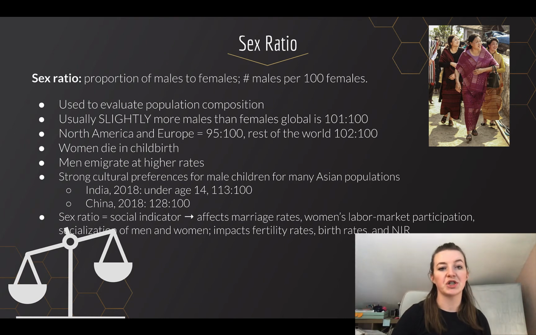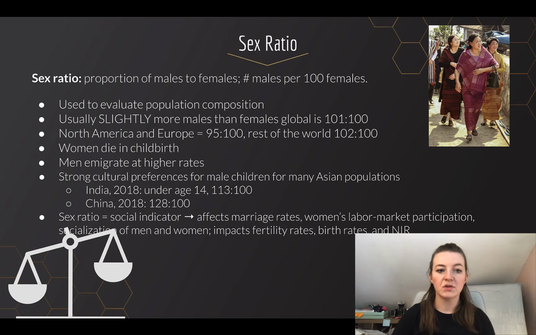So next up is sex ratio. This is our proportion of males to females. So the number of males per 100 females, which is always how we will look at it. We won't see a sex ratio that's looking at females to males. It's always per 100 females. It's used to evaluate population composition. So what is the population makeup like?